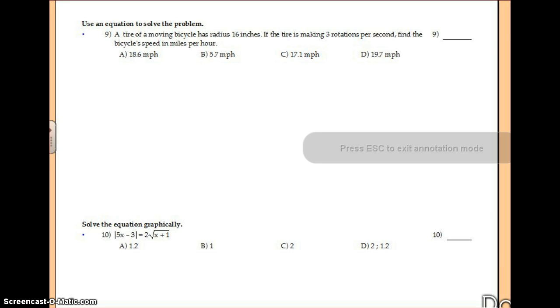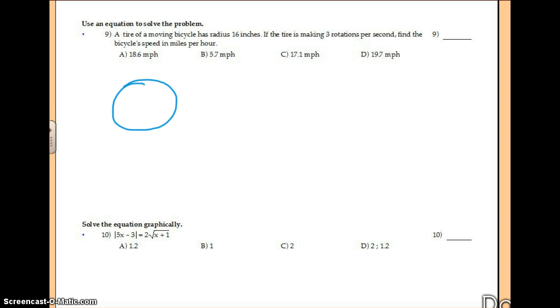Right, number 9. The tire of a moving bicycle has a radius of 16 inches. If the tire is making 3 rotations per second, find the bicycle's speed in miles per hour. When we do rotation, we're thinking about going around. We have our tire. So here's our tire. We're going around. That's 1 rotation. And that is the same as the circumference of a circle, or the circumference of a tire.